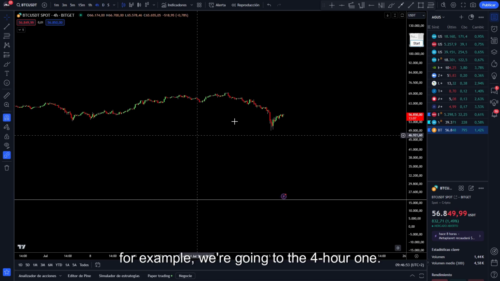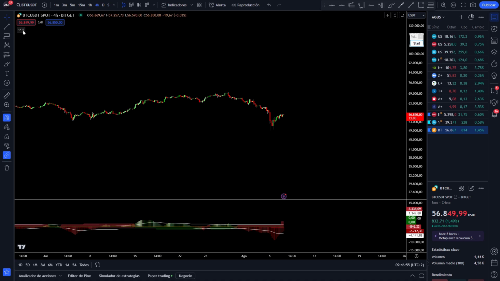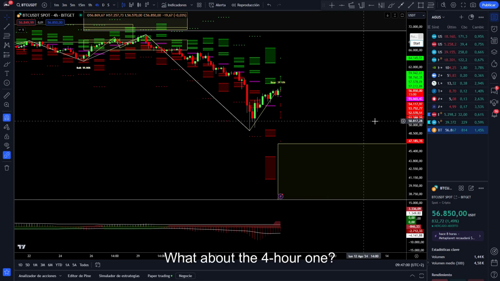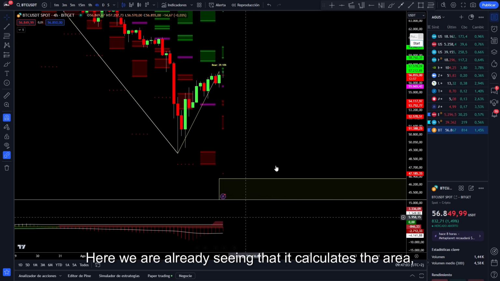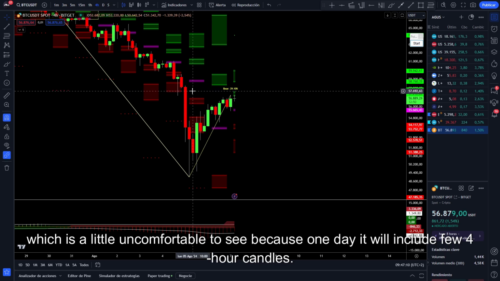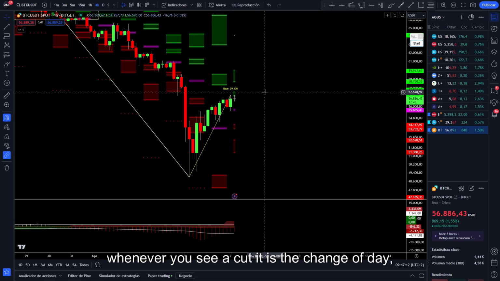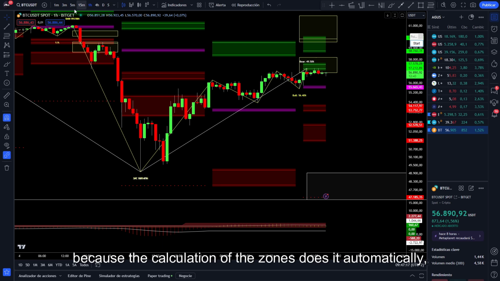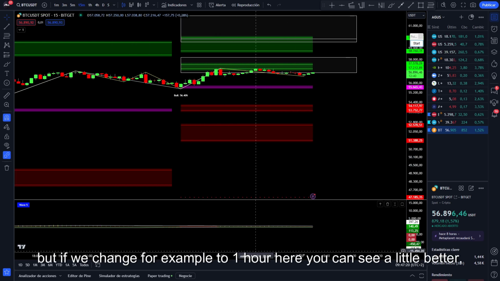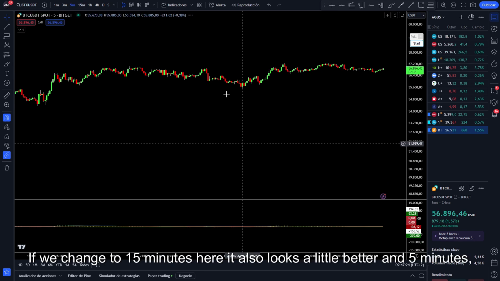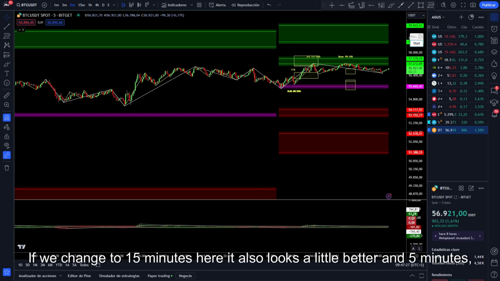For example, we're going to the 4-hour one. Here we are already seeing that it calculates the area, which is a little uncomfortable to see because one day includes few 4-hour candles. Whenever you see a cut, it is the change of day, because the calculation of the zones does it automatically. But if we change, for example, to 1 hour, you can see a little better. If we change to 15 minutes, it also looks a little better, and 5 minutes, etc.